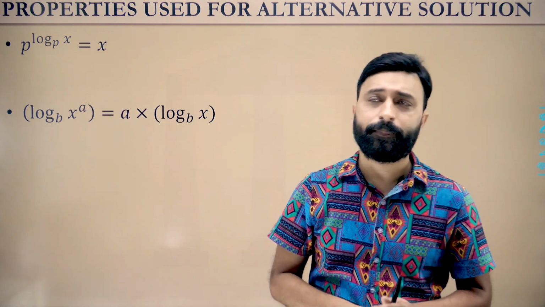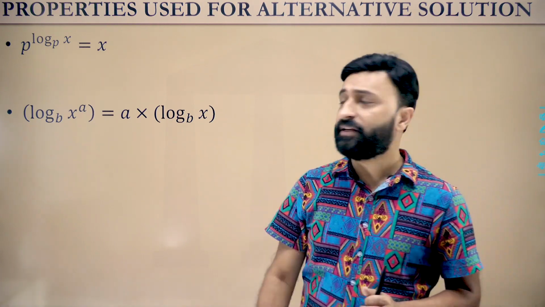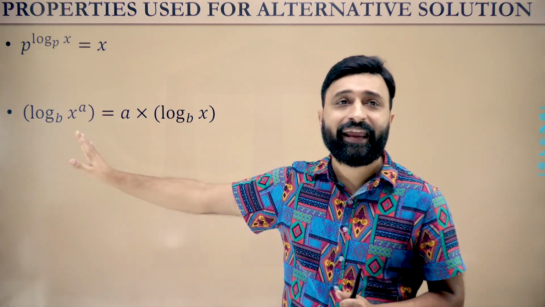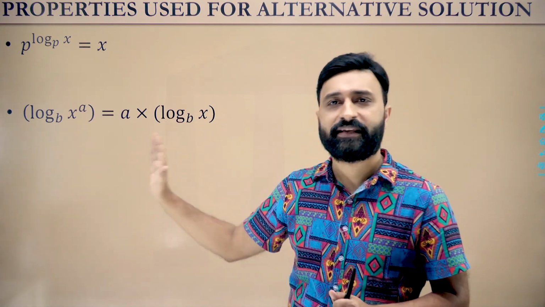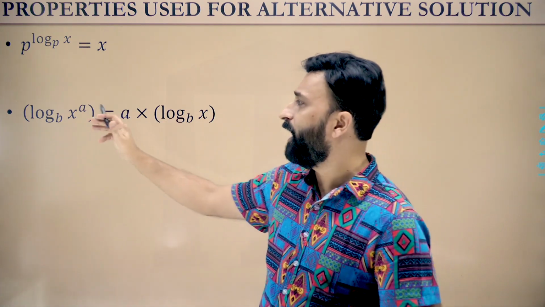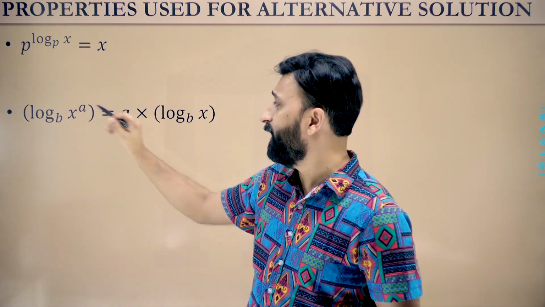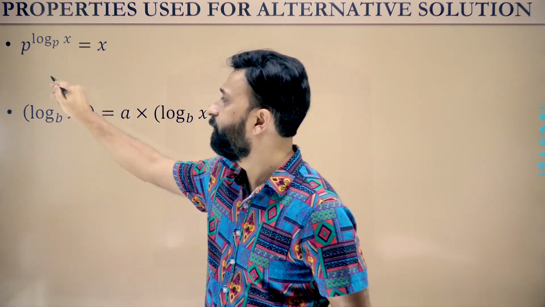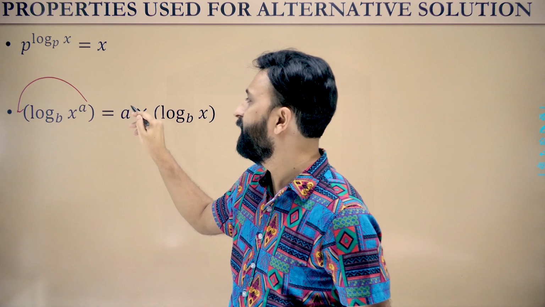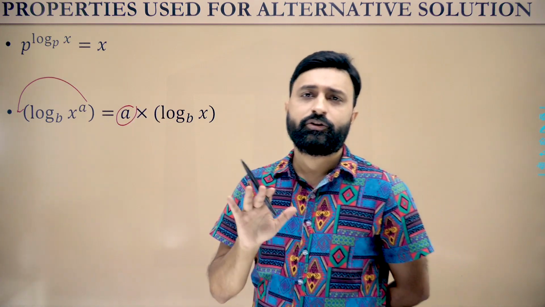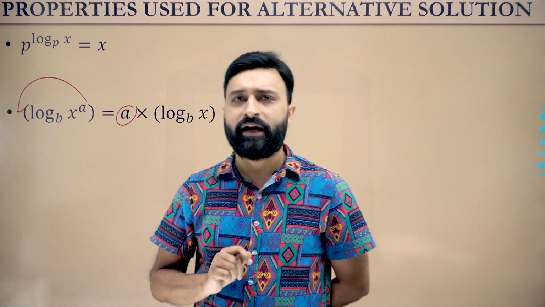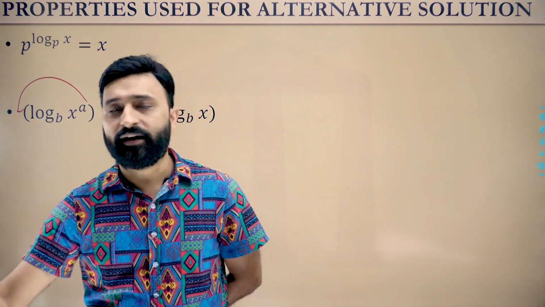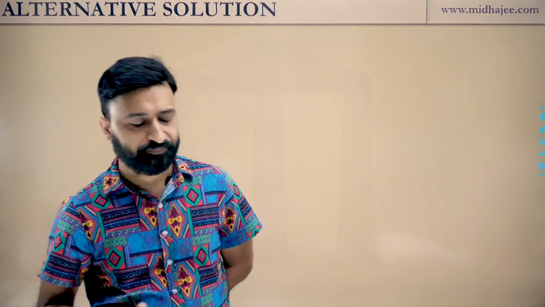The second property we are going to use is log of x to the power a is equal to a log x. Of course, on both sides the base is the same, b. So it means that if you have log of x to the power a, this a will actually come out front and get multiplied to log x. So these are the two key properties that we are going to use to propose our alternative solution. So let's start. Let's see what the alternative solution is.